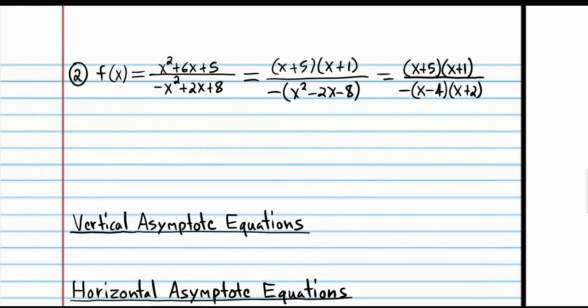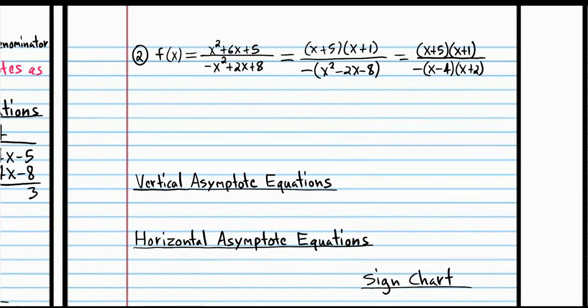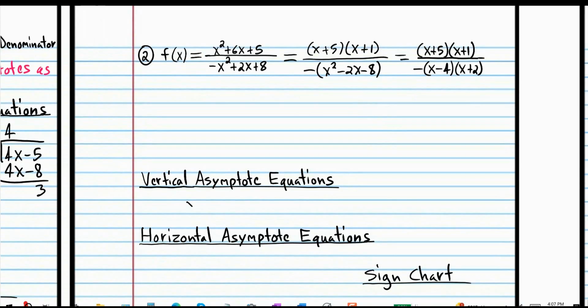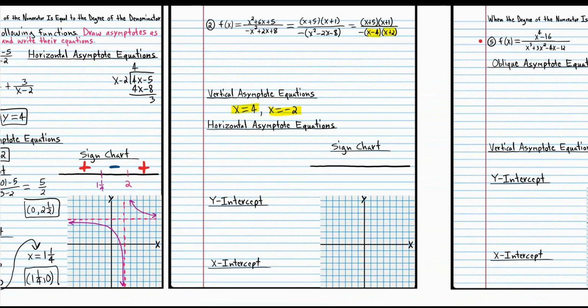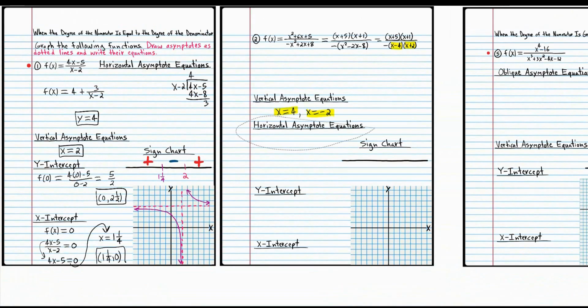And you can see that we don't really have any holes in this graph. So we don't have to worry about that. But we do have vertical asymptotes at 4 and -2. So just to be clear, I got those equations from these factors here. I'm going to bring this label up here.